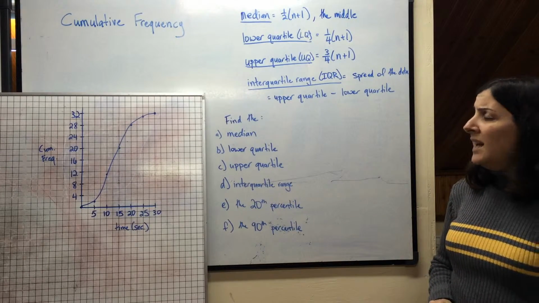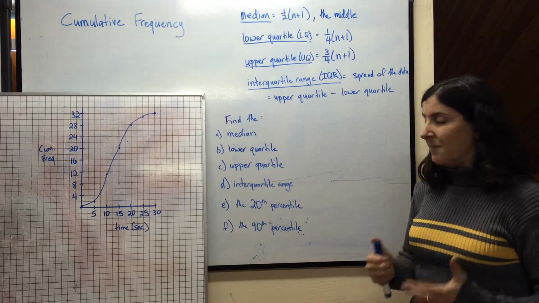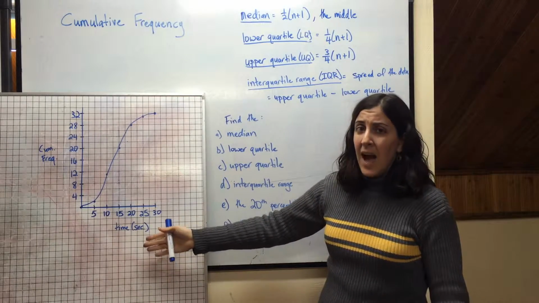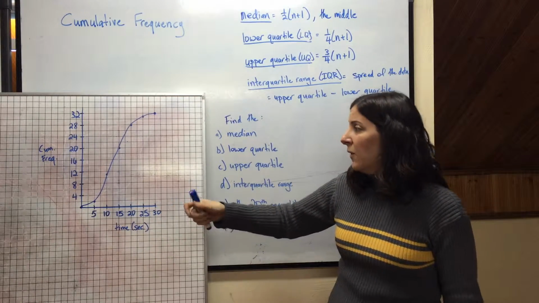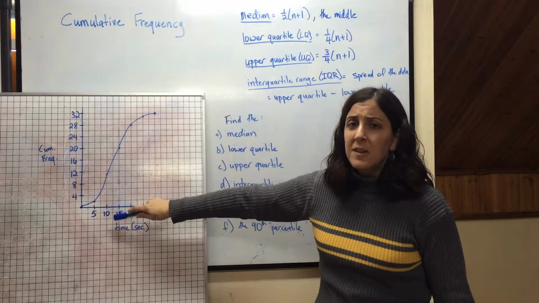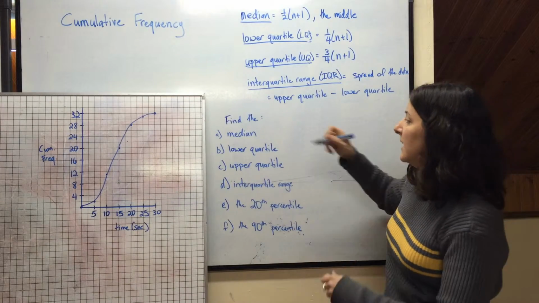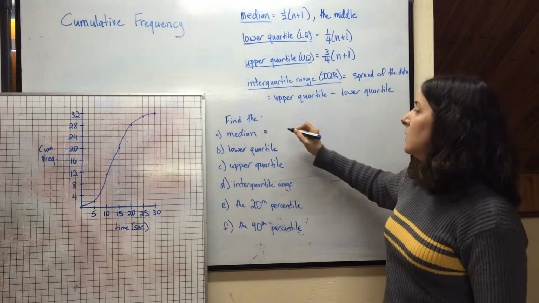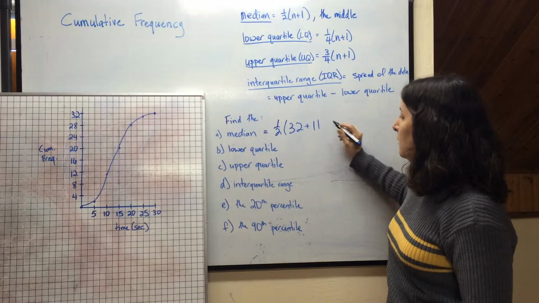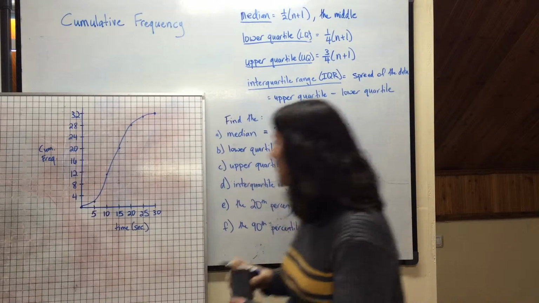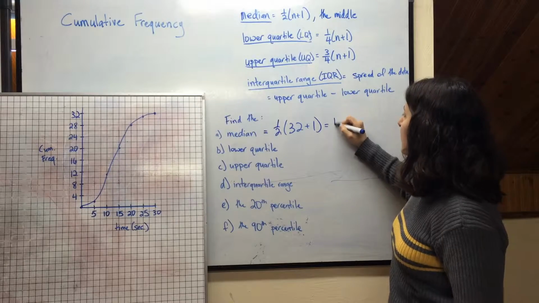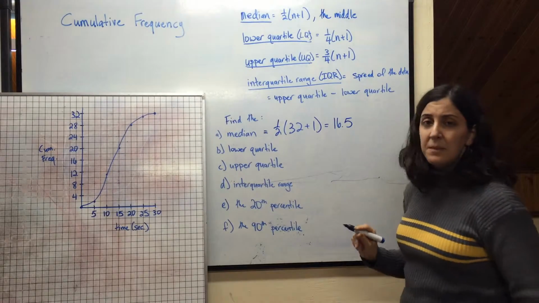First thing we want to do is understand what it is that we're actually finding. In this case, we want to find the median time, how many seconds we're talking about. So we always want to begin on the cumulative frequency, the y-axis, and go down to the seconds for my answer. So in this case, the median. Again, our total was 32. So for the median, we do half of 32 plus 1, so half of 33, which is going to be 16.5.